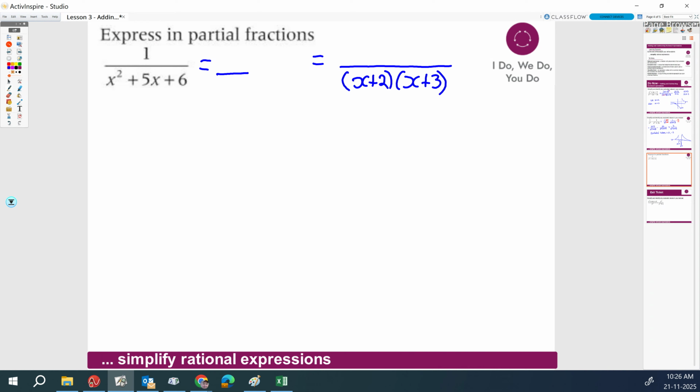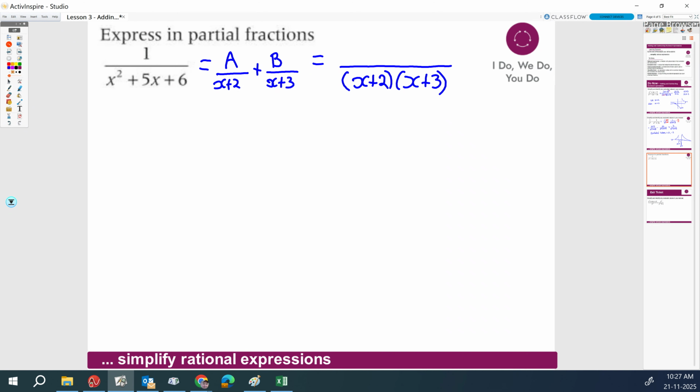If we were to have this as partial fractions, we would want it to be x plus 2 and x plus 3 as the denominators. So we have to figure out what is going on top. And then we've got it separated into partial fractions.